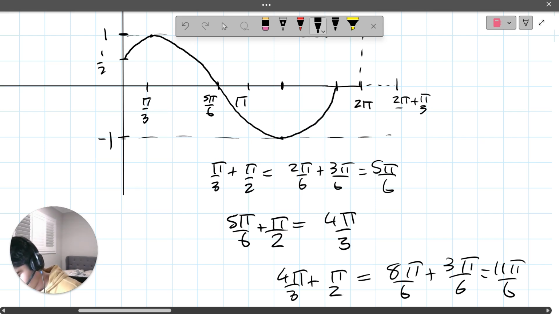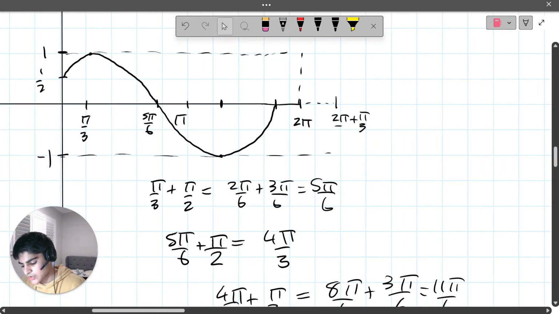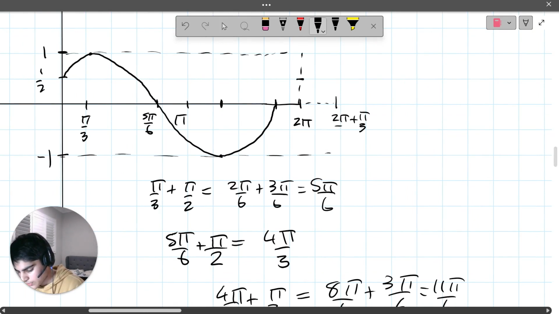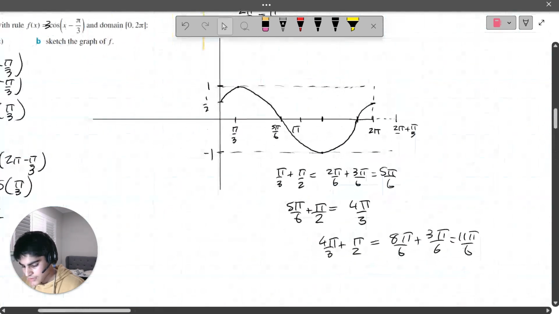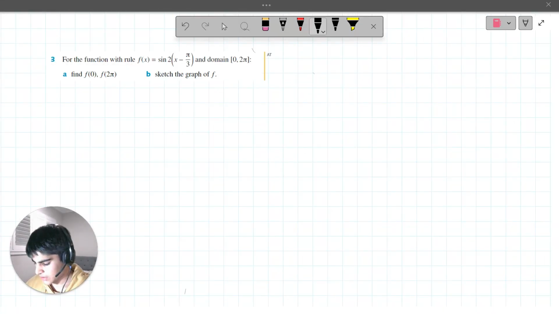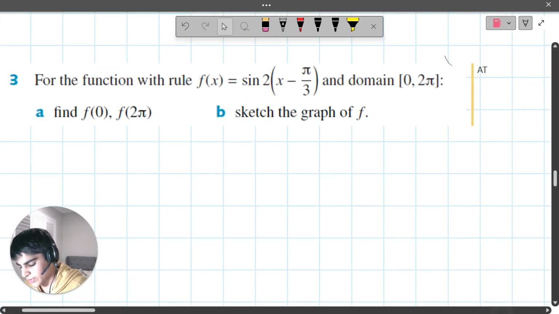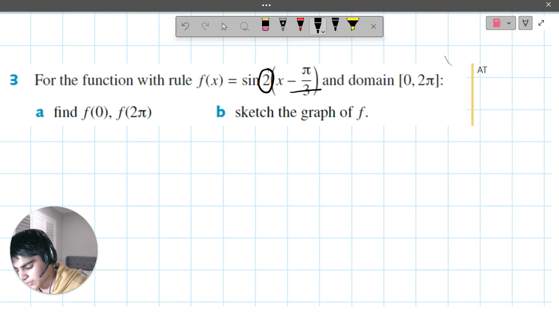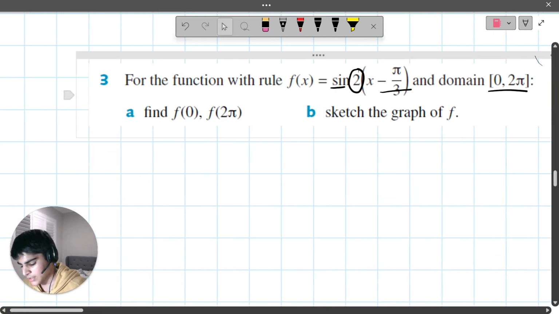Now 11 pi on 6 is approximately here. Let's sketch this up. And now f of 2 pi comes in useful here, because this first cycle ends around here, right? It doesn't end here, it just intersects here. Now we're just going to sketch this up here, and that's our function. That's it. Now with this function, we know that we have a dilation of 2 relative to the y-axis, and a translation of pi on 3 units to the right, and it's a sine function within the domain of 0 to 2 pi.